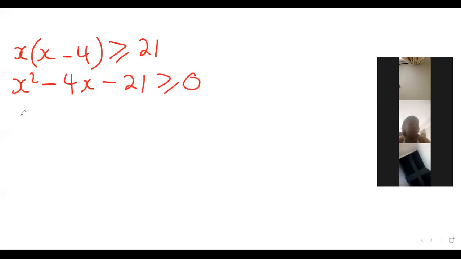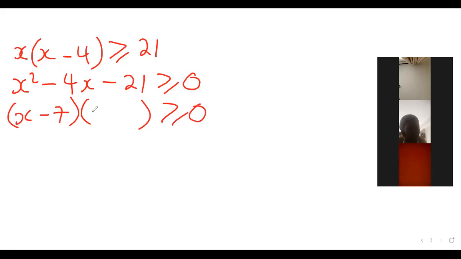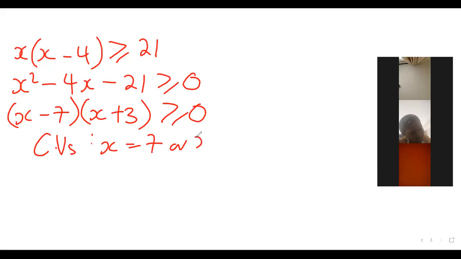Now I factorize this simply. Remember, factorizing can use any method here. So it will be (x - 7)(x + 3). Now let me think of my critical values (CVs). My CVs: x is equal to 7 or x is equal to -3.